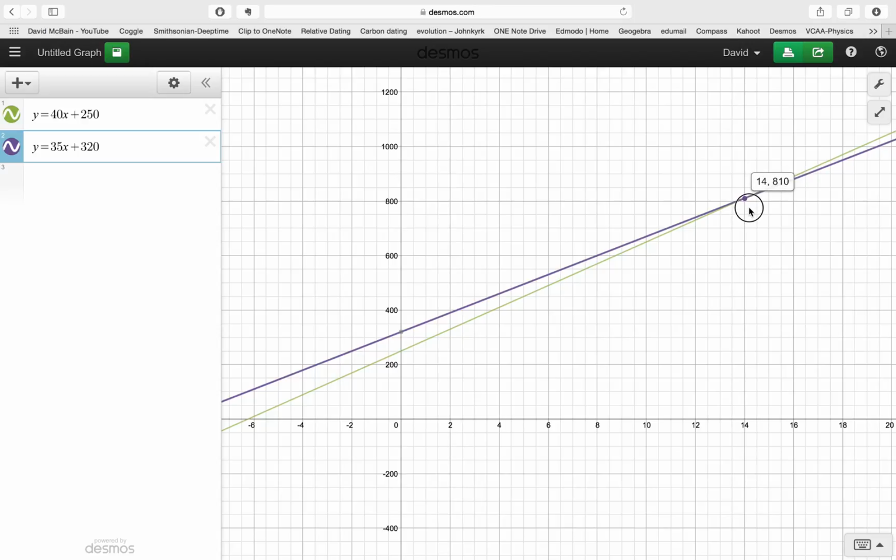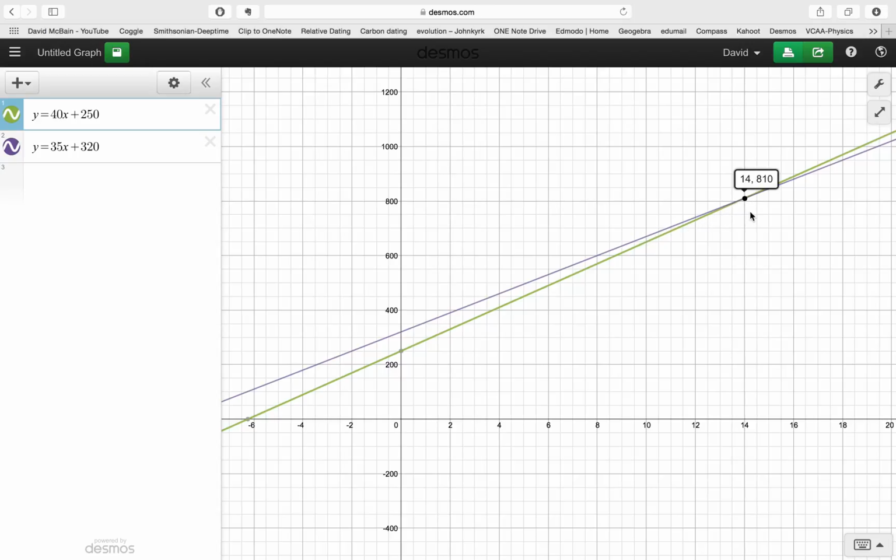When I have 14 hours, I earn exactly the same amount as if I was working on the other job. But now, if I work more than that, I start earning less. So, for example, if I worked for 18 hours there, I'd only earn $950. But on the green line, if I worked for 18 hours, I'd earn $970. So you can see that this point here, this point of intersection, is a really important point.